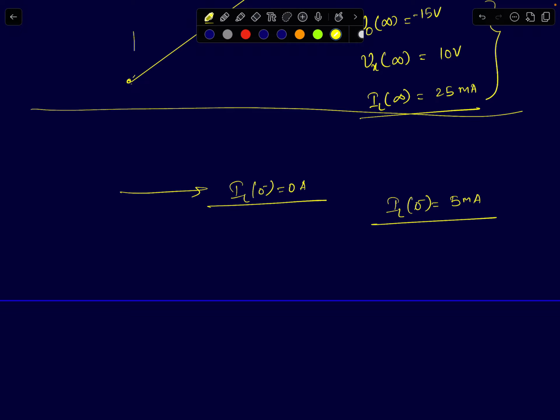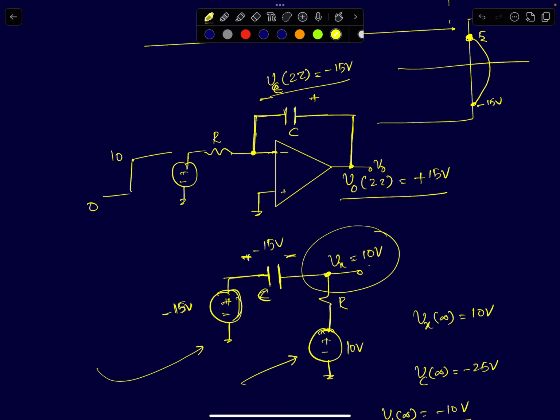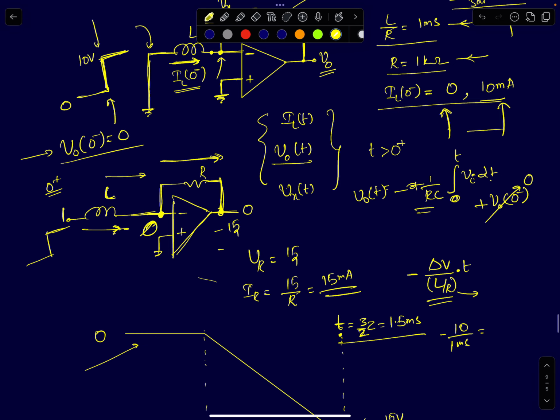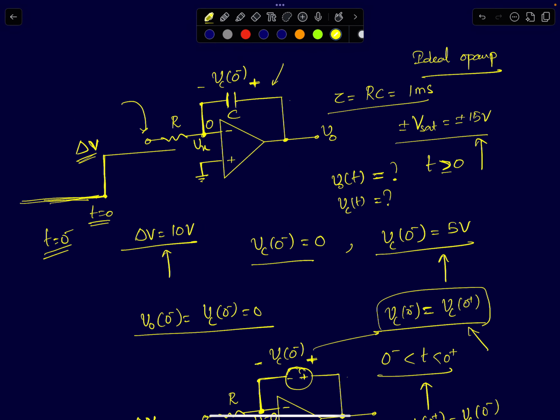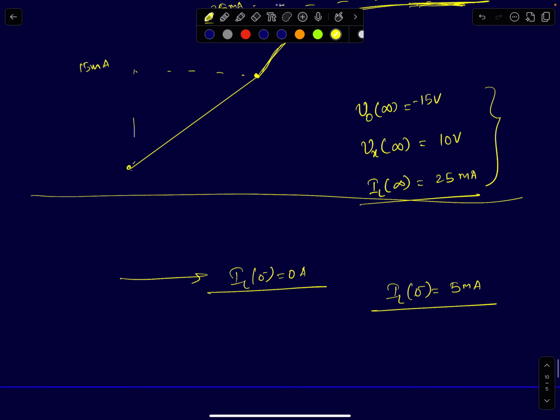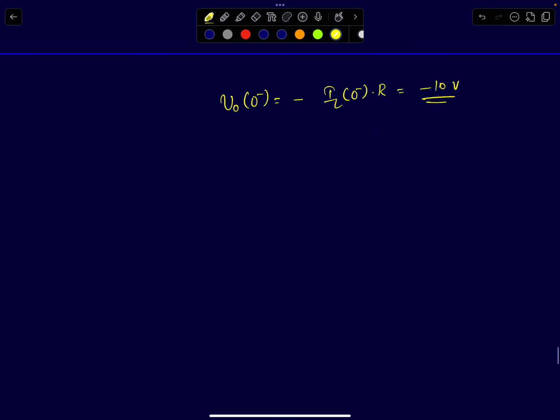Okay, I'm not sure, I think it's 10 milli. Is that what we assumed? So we assumed the initial current to be 10 milliamperes. So if I assume the initial current to be 10 milliamperes, the initial output voltage V of 0 minus will be minus of IL of 0 minus times R, which will be minus 10 volts. So your output will start at minus 10. At t equal to 0, it will be minus 10.